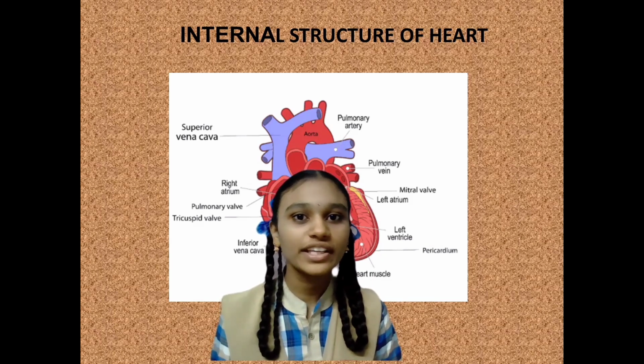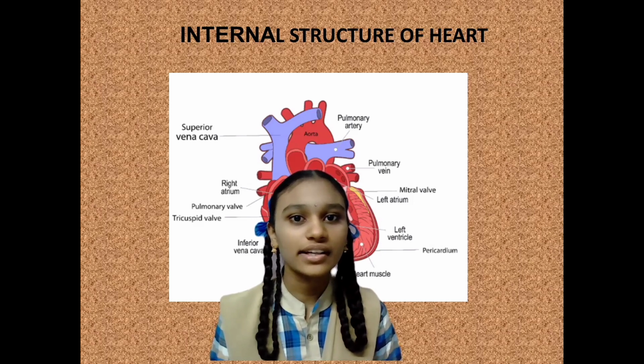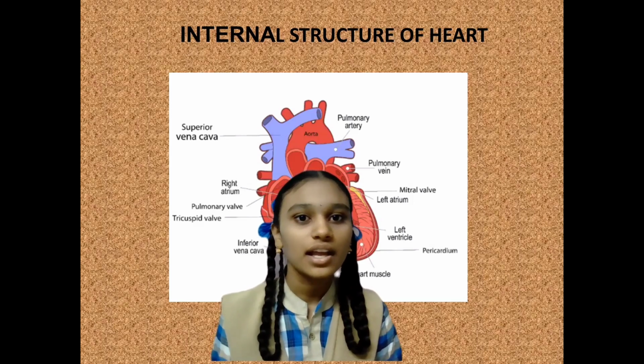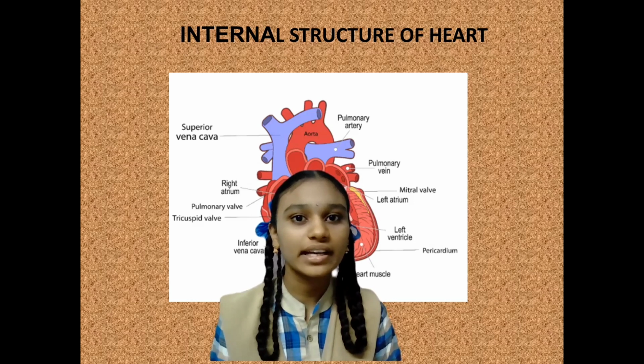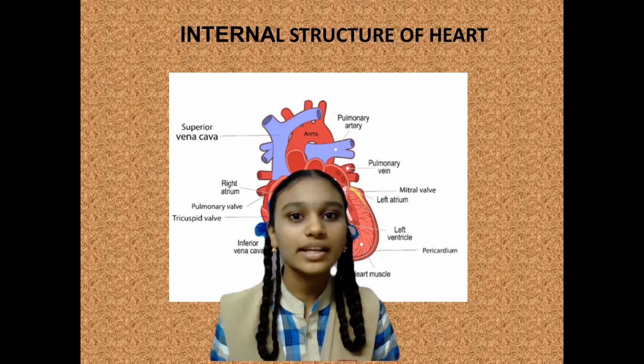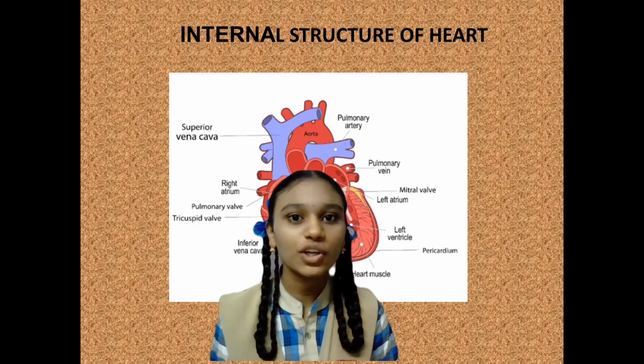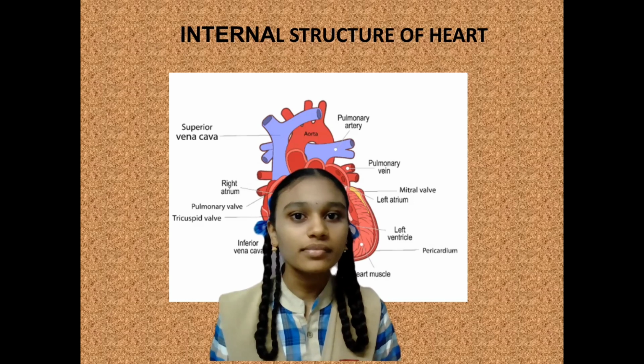The inner spaces of the left atrium and left ventricle are smaller as compared to the right atrium and right ventricle. What is connecting the atria and ventricles? The right atrium and right ventricle are connected to each other by the right atrioventricular septum, and the left atrium and left ventricle are connected to each other by the left atrioventricular septum.